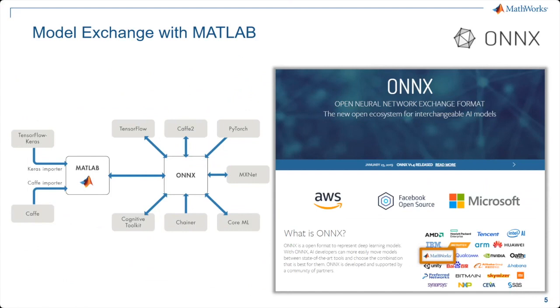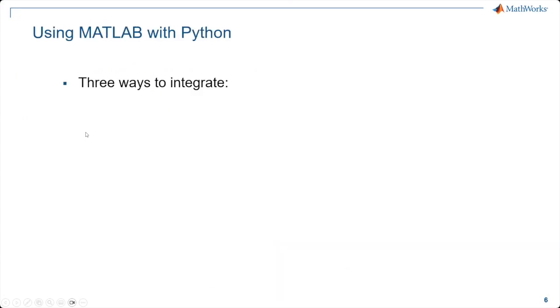Something I will talk about is ONNX, the Open Neural Network Exchange format. We will do this TensorFlow importing. PyTorch is here too, and ONNX can be in here. But now there is a direct route from PyTorch to MATLAB, and other exchange models if you want. There are 3 ways to integrate MATLAB with Python.